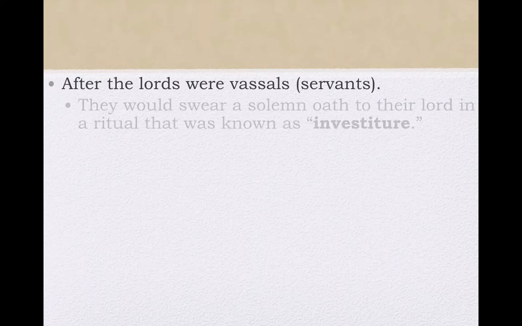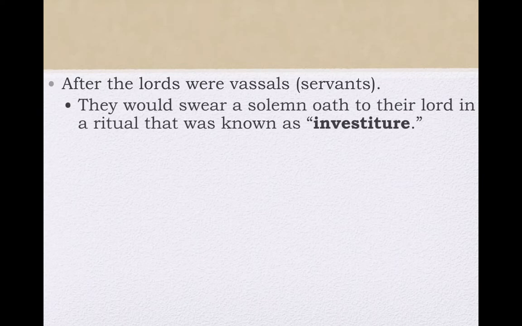As you look at these individuals, they're going to swear an oath. As we talked about these relationships that are going to start forming, the lords are going to be looking at vassals to swear an oath to them, basically saying, we are going to be bound to you for our whole lives. That's going to be called investiture.